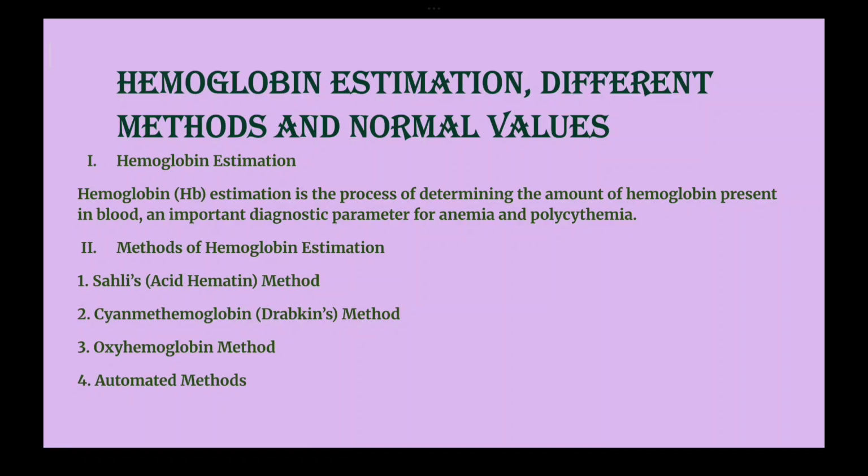The first topic for today is hemoglobin estimation, different methods and normal values. Hemoglobin estimation is a process of determining the amount of hemoglobin present in the blood, an important diagnostic parameter for anemia and polycythemia. Methods of hemoglobin estimation include Sahli's method or the acid hematin method, Cyanmethemoglobin or Drabkin's method, Oxyhemoglobin method, or automated methods. These are the different methods used for estimating the hemoglobin in a red blood cell. So hemoglobin estimation is used as a parameter to diagnose blood-related diseases like anemia and polycythemia.